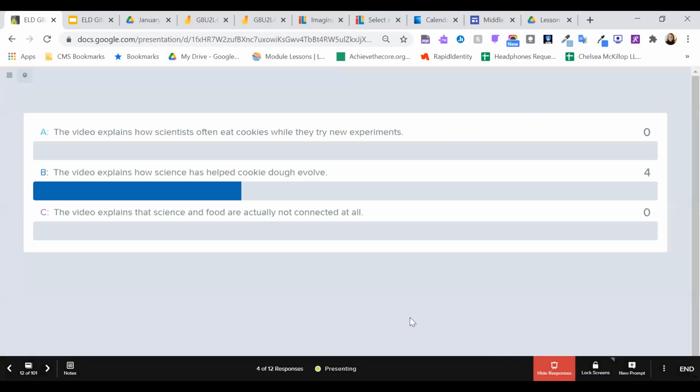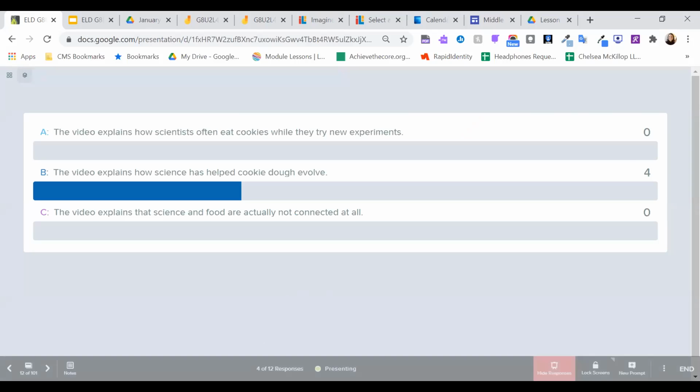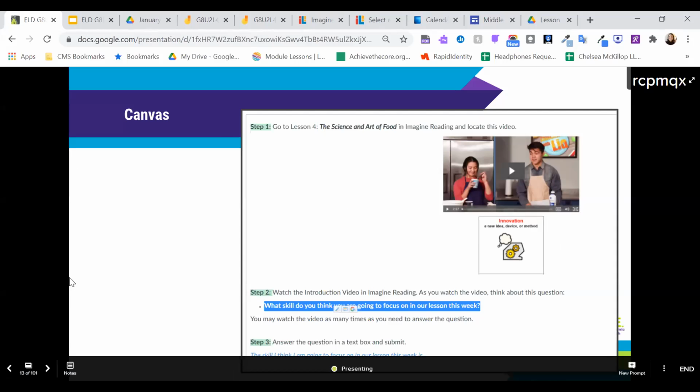And again, I can kind of take a look, and it looks like you guys know the answer to this. This video explains how science has helped cookie dough evolve, as our experts. Again, same activity in Canvas. It just looks a little bit different.